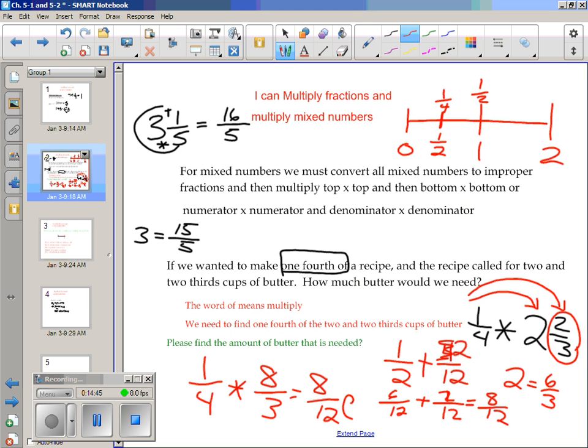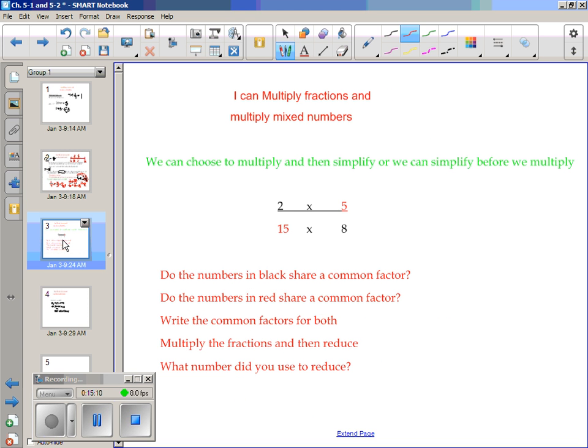You can. I don't recommend anybody does it unless you truly understand it. You can do it, but I would just say, let's stick to this right here. Let's just convert to an improper fraction and go from there. How many kids got it right? How many kids got 8/12? Awesome. If you didn't, did you see where your mistake is? Okay. All right. Next page.